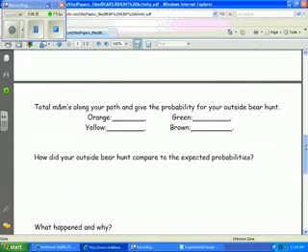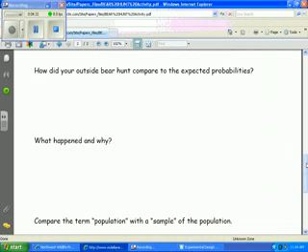So our question is, how did your outside bear hunt compare to the expected probabilities? So how did our outside bear hunt compare? Not bad. You know what? That's true. I would say that for orange, yellow, and green, y'all actually weren't too bad. When I did this experiment this summer, we were even way off on the green. We didn't see very many green ones either.